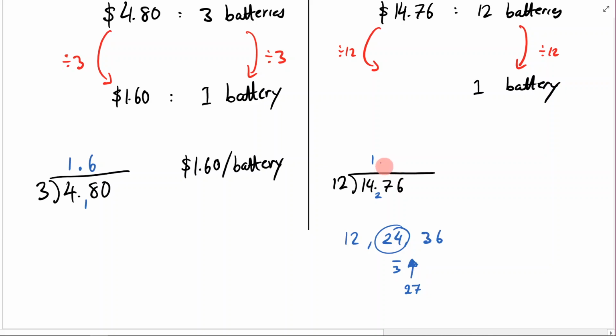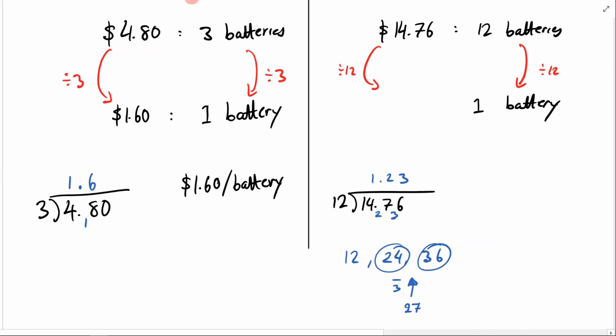So that's why I put a 2 up here, because it goes in 2 times, but then there are 3 left over. And then how many times does 12 go into 36? Well, you can see here, that's my third number, so it's a 3 there. So it's 1.23. And remember, I just brought that decimal place straight up. All right, so that means this is going to be $1.23 for one battery. So that is $1.23 per battery.